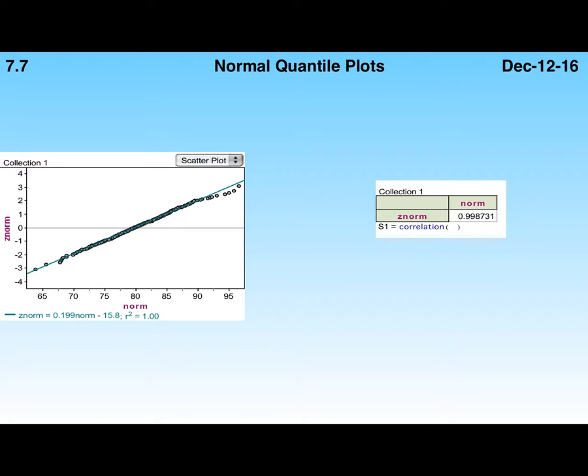Again, you're going to compare your R value to the critical R value. Your R value should be greater. If it is, that suggests normality. If your R value is less than the critical R value, you're going to question normality. You're not going to say for sure that the distribution is not normal, but you're going to question it.